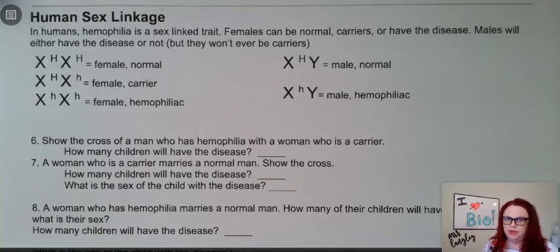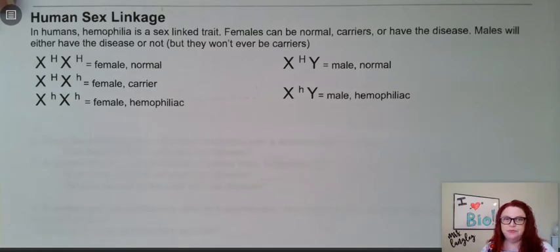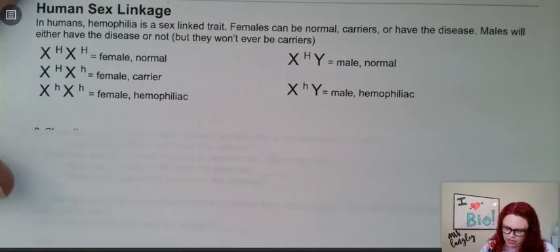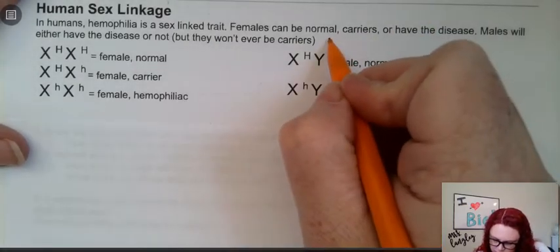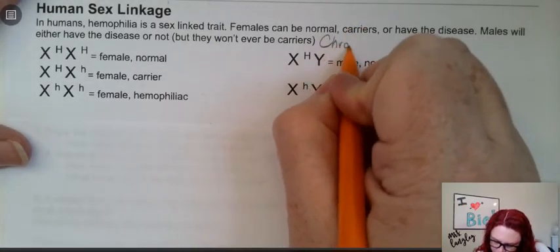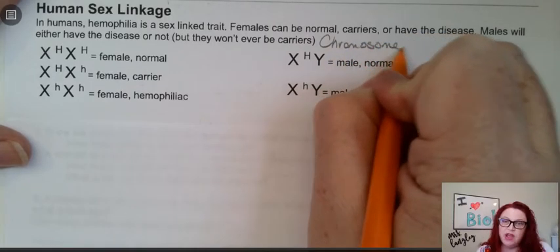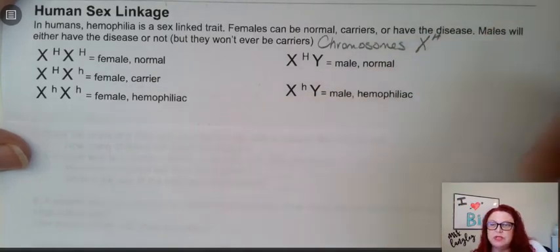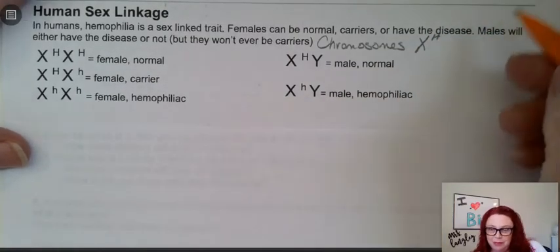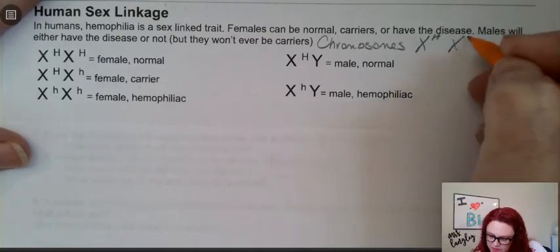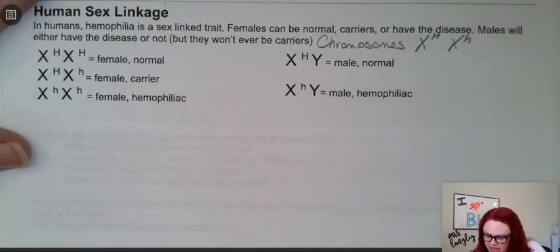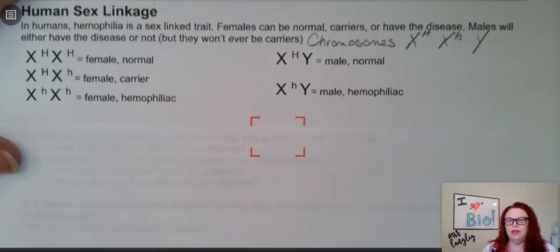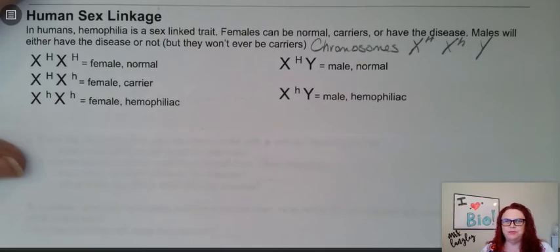Now, you'll see here that, again, we're using our XY system, and they're actually showing us all of our possible genotypes. So first, we're going to write down our chromosomes. Our possible chromosomes are X with the dominant trait, which means not having hemophilia. You could have an X with a recessive trait, which means having hemophilia, or you can have a Y, and the Y does not get the allele at all. It doesn't have the genetics for it.